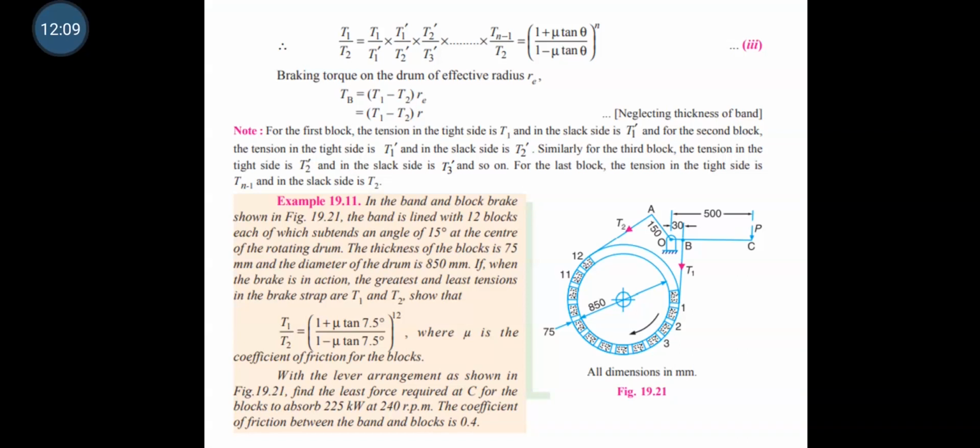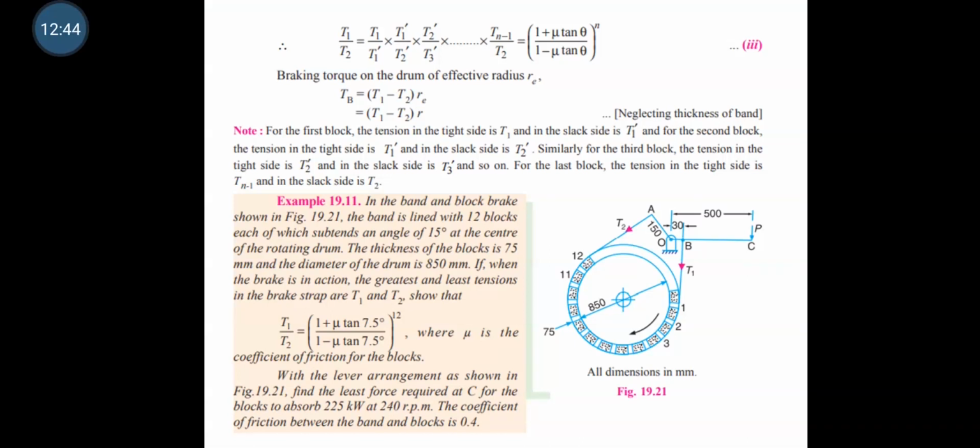Next, move on to exercise number 19.11. In the band and block brake shown in this figure, the band is lined with 12 blocks. The 12 blocks means small n is equal to 12, each of which subtends an angle of 15 degrees at the center of rotation of the drum. The thickness of the block is 75 mm and the diameter of the drum is 850 mm.